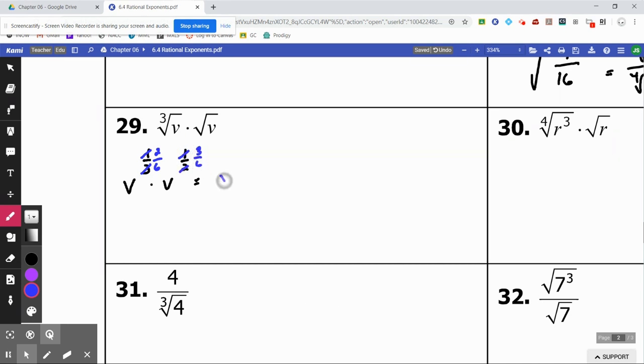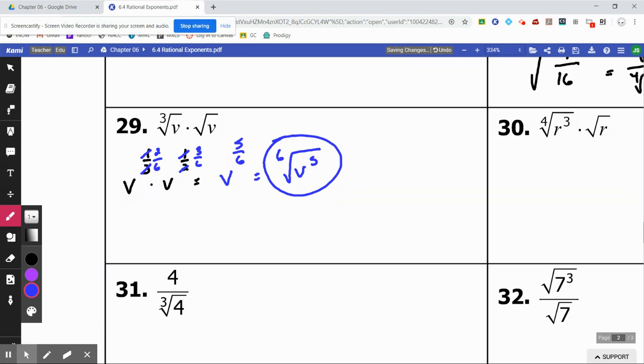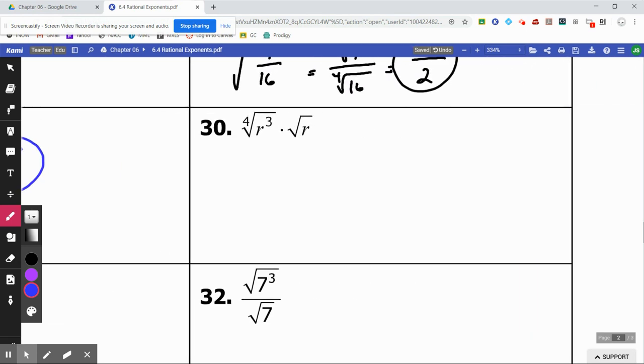So now you can add those exponents. 2 over 6 and 3 over 6 gives you 5 over 6. Now let's write it back as a radical. That'd be a 6th root of v to the 5th power, which will not simplify. So it is possible to multiply a cube root with a square root now. Okay, the next one, we're going to rewrite in radicals.